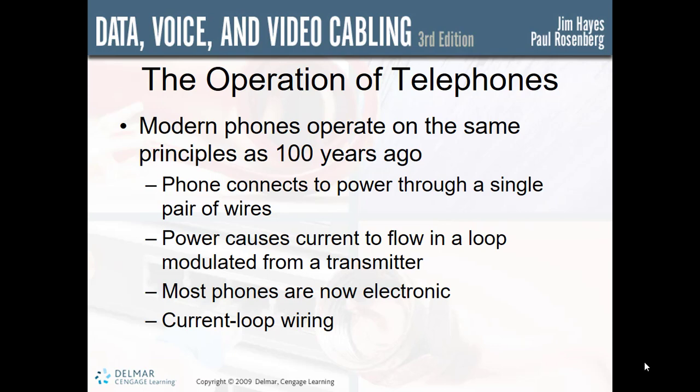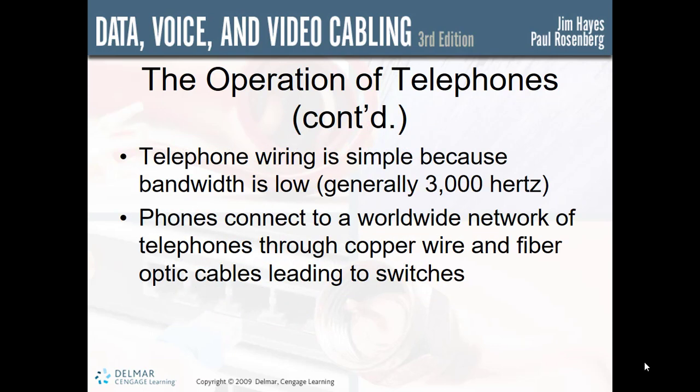Telephone wiring is simple because the bandwidth of a telephone signal is low, generally around 3000 hertz, or 3000 cycles per second. Bandwidth is similar to speed. A low bandwidth requires lower frequencies and a higher bandwidth requires higher frequencies. Computer modems use sophisticated modulation techniques to send much faster digital signals over low bandwidth phone connections. And many telephone networks offer a higher speed version of the modem called Digital Subscriber Line, or DSL, which provides a high speed internet connection to the home.